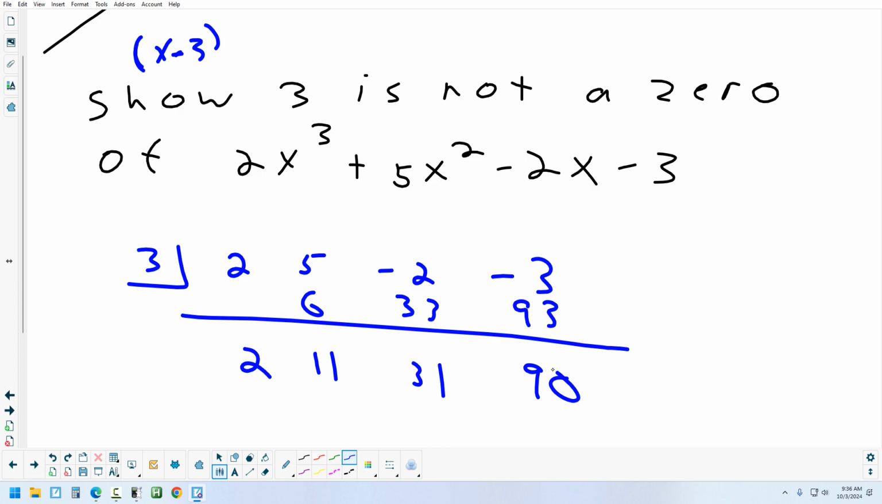Yeah, 90. Because I got a remainder of 90, that shows that x minus 3 doesn't divide in evenly. That means x minus 3 is not a factor. That means the number after the minus sign is not a root. Again, it's not the only way to show that it's not a root, but I'm trying to tie it in with synthetic division. Questions on that? The factor did not divide evenly into the numerator.